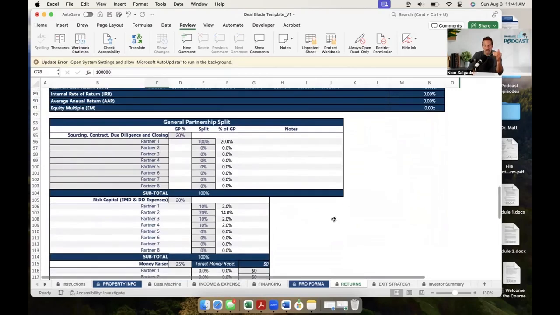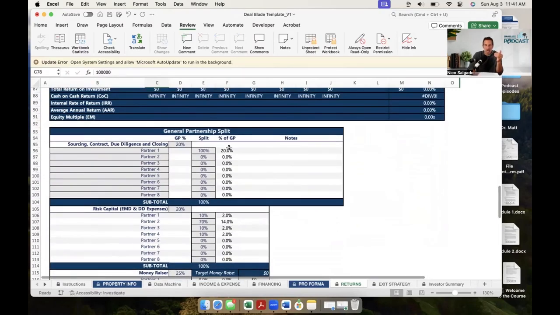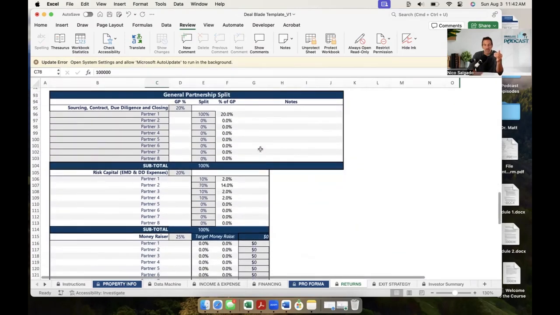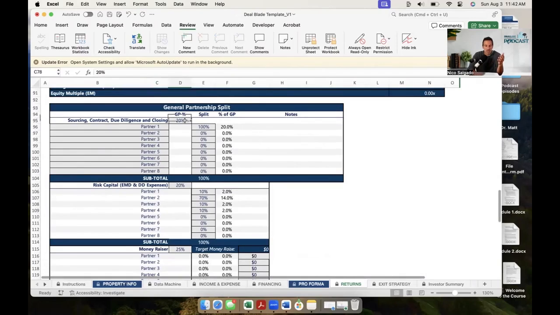And below that, on this very long returns tab, we have the general partnership split. So what I built in here is an equity split calculator for you and your team. You have to first go through and set the percentages for each category, each bucket: sourcing, contract, due diligence, and closing. I leave it at 20 to 30%.